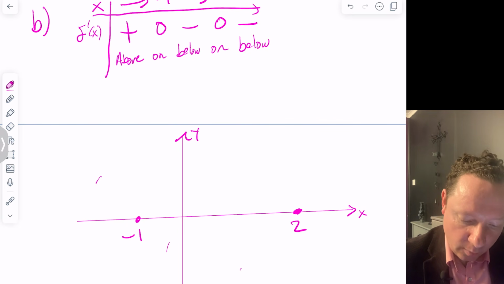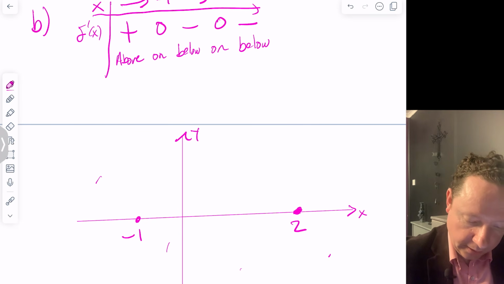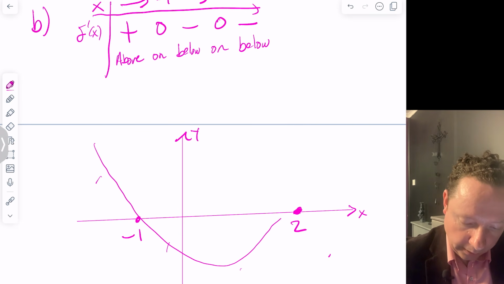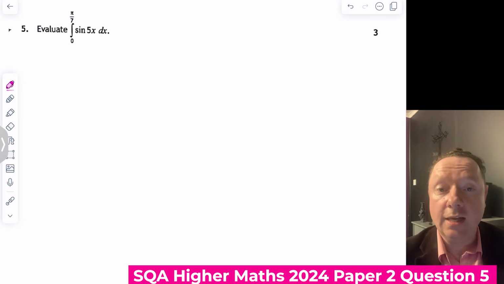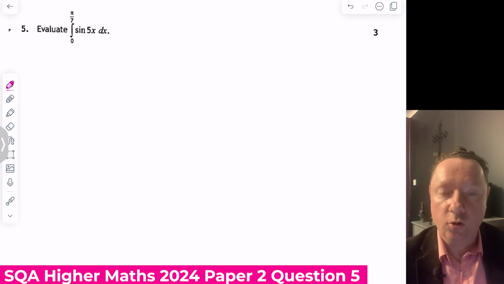And then I need to go back up here and then go down a low. So that must be a turning point that I just touch and hug. So we can just kind of think of this as we're going to go down. We need to go up at some point, and then we're going to go back down. So that looks like a decent graph, and we're done there. SQA Higher Maths 2024, paper 2, question 5.